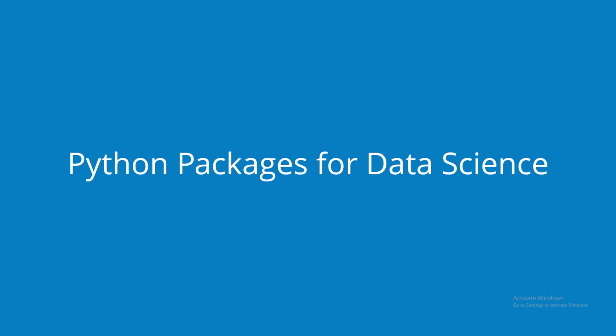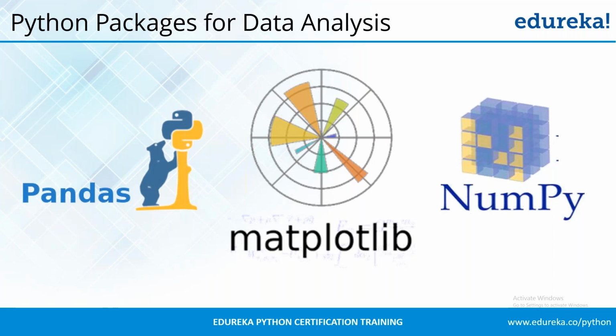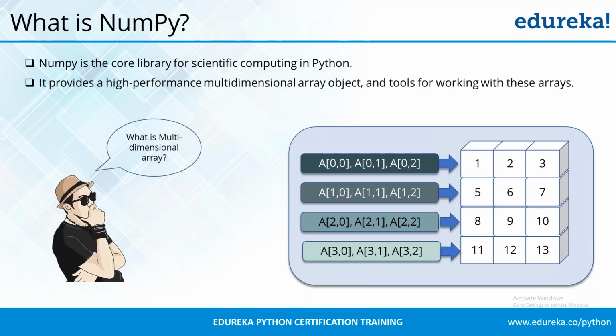Now let's discuss the Python packages for data analysis. We have pandas, we have matplotlib, and then we have numpy. These are three main and highly used Python packages that we can get started with. First of all, let's discuss numpy. NumPy is the core library mainly used for computation in Python, as it supports the multi-dimensional array object.